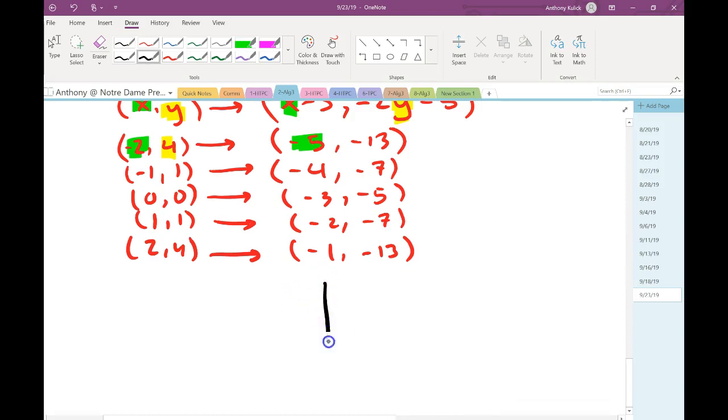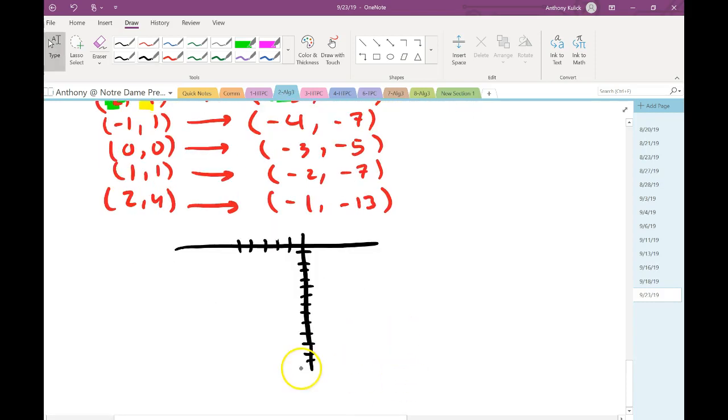So what I'll do now is I'll graph this. So 1, 2, 3, 4, 5. 1, 2, 3, 4, 5, 6, 7, 8, 9, 10, 11, 12, 13 at the very bottom there. So negative 5, negative 13. Negative 4, negative 7, negative 3, negative 5, negative 1, negative 7, oops, that's negative 2, negative 7, excuse me, and then negative 1, negative 13. So we're going to look like this.